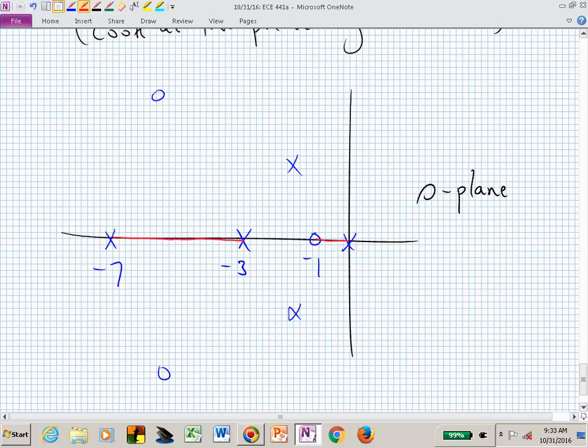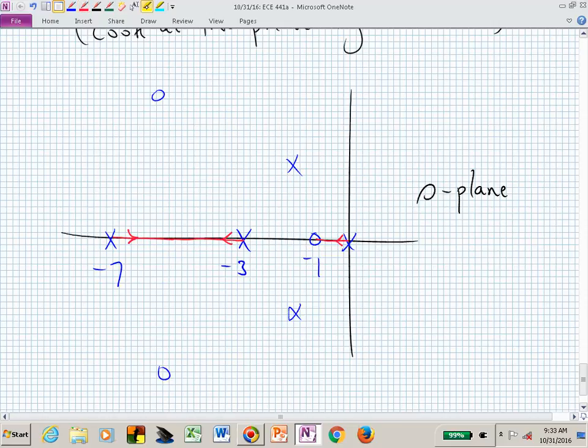So the direction of the branches are determined by the rules. And what we're going to see is that as we increase the gain k, the pole on that branch is going to move from the origin to minus 1. This one is going to move from minus 3 to the left. Minus 7 is going to move to the right. And then they are going to split. And let me just give you a hypothetical.